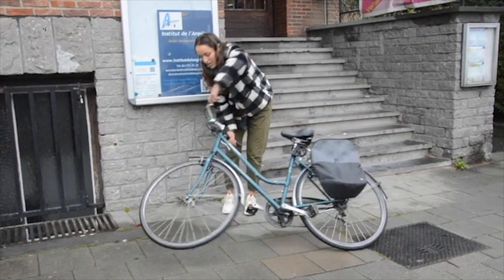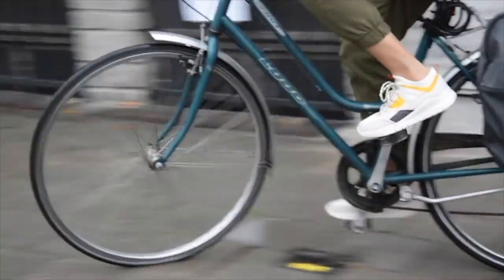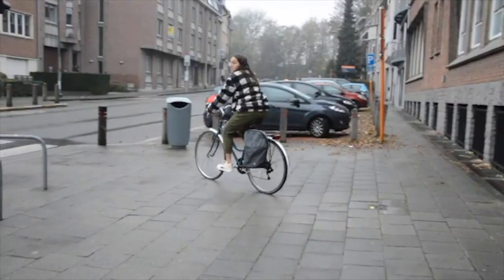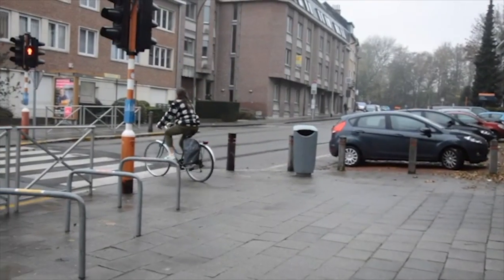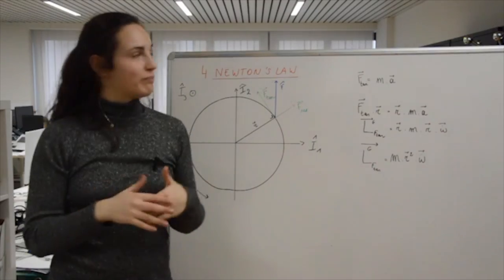She continues her journey on her bike. As it is a very good example to explain the angular motion, we'll analyze the movement of a wheel. Let's now focus on some theory.